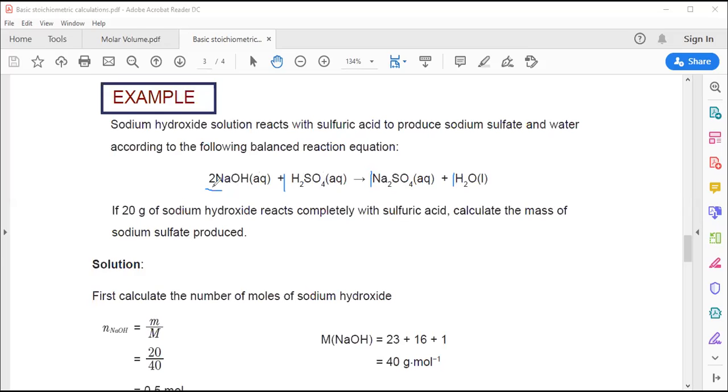Here the ratio is 2 is to 1 is to 1 is to 2. So for every 2 of sodium hydroxide, we need 1 of sulfuric acid. And for every 2, we produce 1 sodium sulfate. For every 2, we produce 2 water molecules. Those are the ratios that we're talking about.